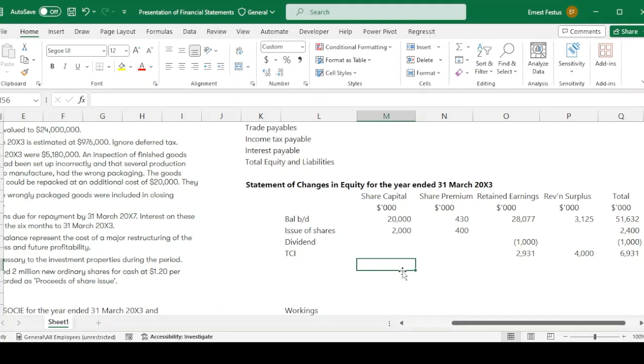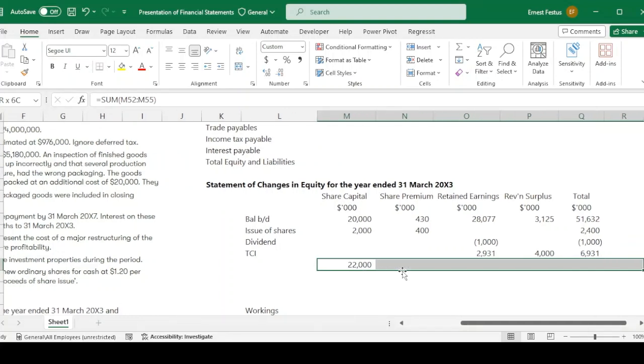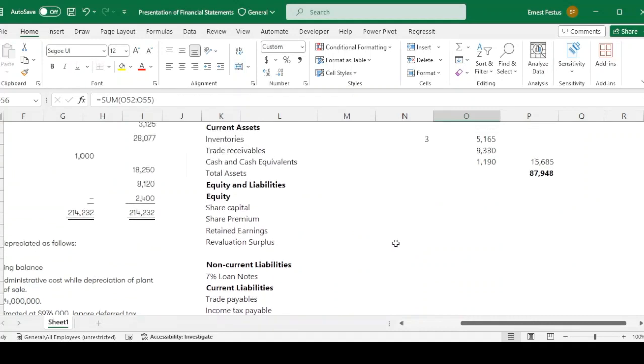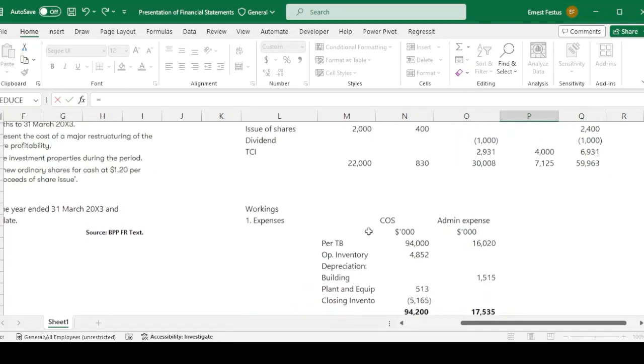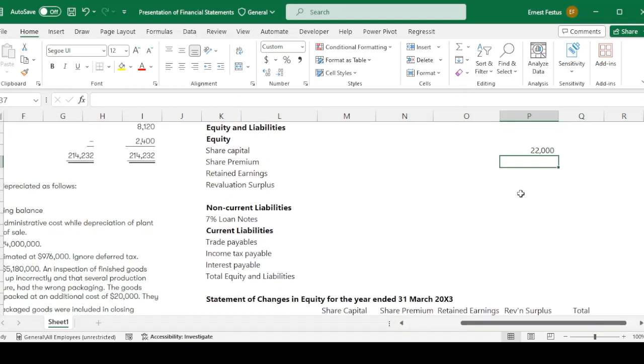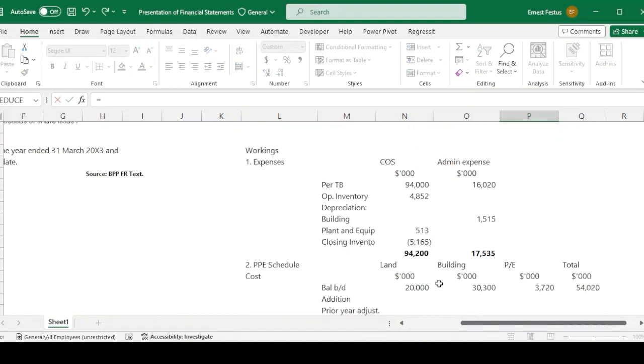So I'm going to have alt equals, press enter, then I can copy my formula to the right using Control R. So we have these figures that we are going to use to populate the equity portion of our statement of financial position. So I have here, and then for my share capital, I can link it to this place. For my share premium, I can also link it.